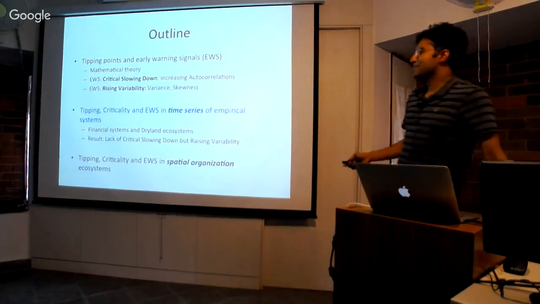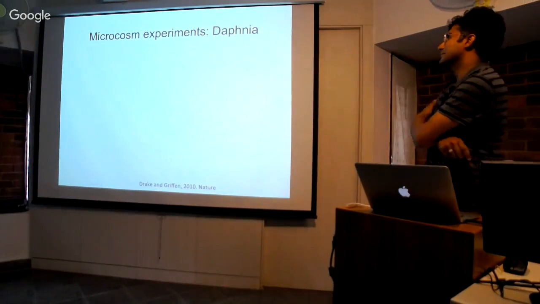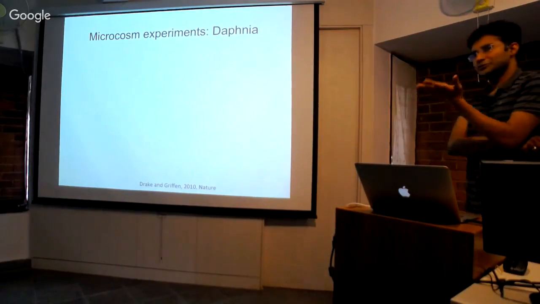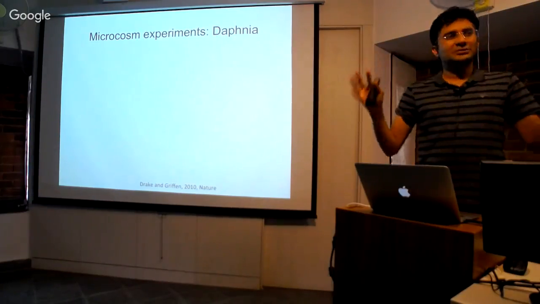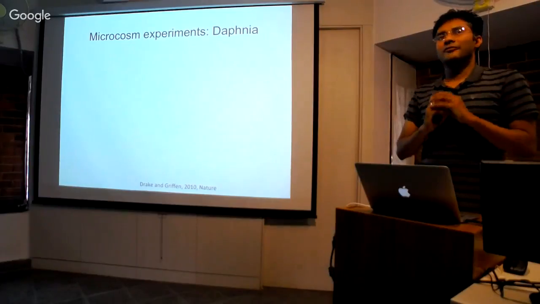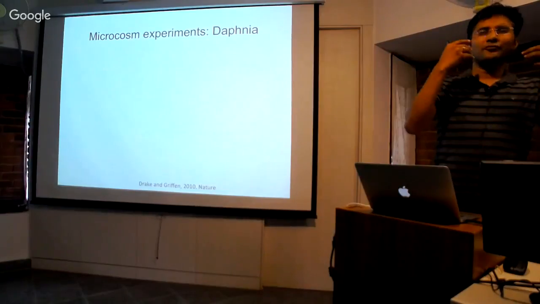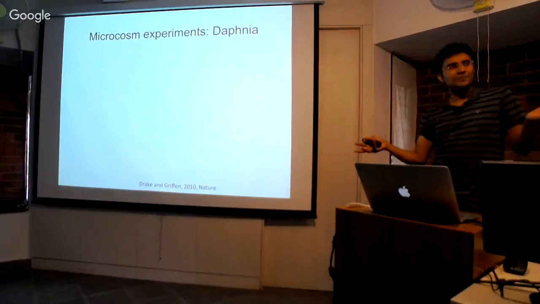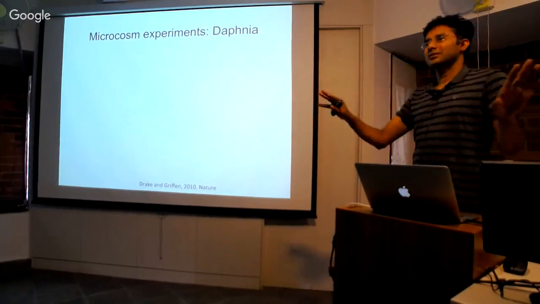Now I will first present some of the work that other people have done to empirically test these ideas. This was one experiment using Daphnia as the model system. What they did was fairly simple. This was a controlled experiment in the laboratory where they subjected a bunch of Daphnia populations to an extreme environment over time. Eventually the populations collapsed. They also had controls where they did not subject populations to any stress.